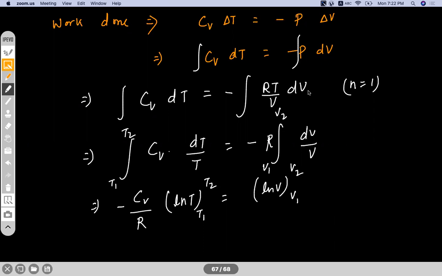dT by T, we can cross multiply this. This T, I can take here. This T is here, dV by V, R is outside. Just cross multiply this, T here and V here.